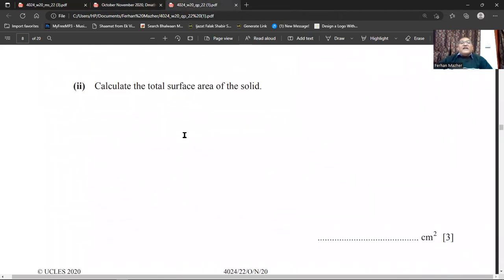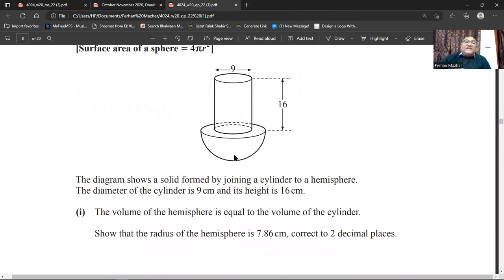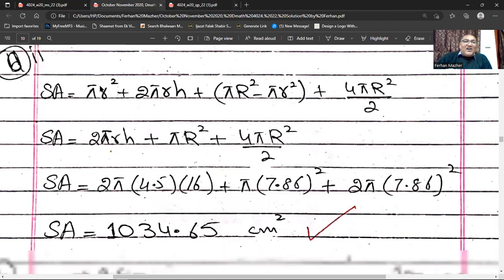It's a 4-mark question. The question is: calculate the total surface area of the solid. For the total surface area, we will have the curved surface of the hemisphere, that will be 4 pi r square divided by 2. We will have this ring, which will be pi capital R square minus pi small r square. Then we will have the walls of the cylinder, which are 2 pi r h, and then the top of the cylinder, which will be pi r square. So this is how you will find the surface area.